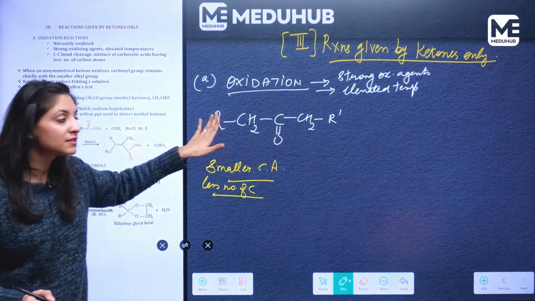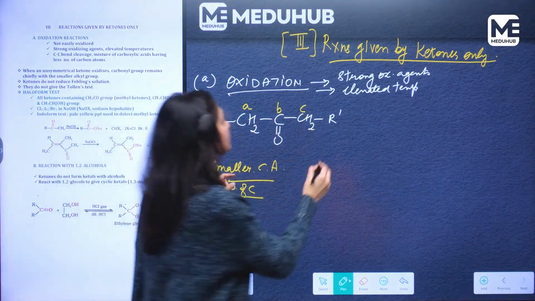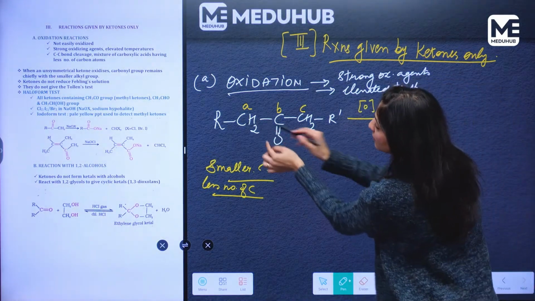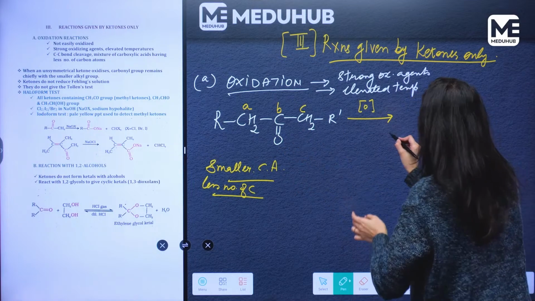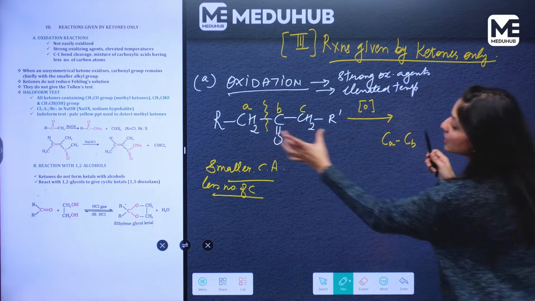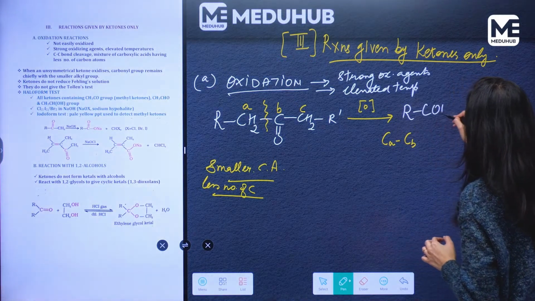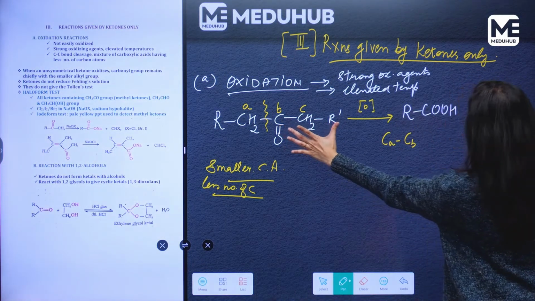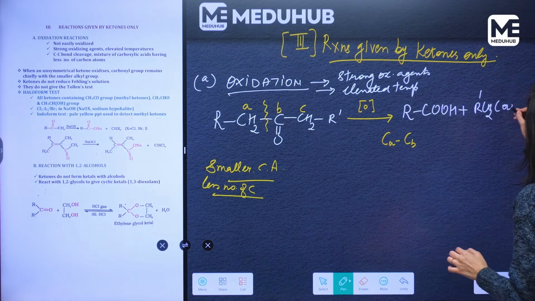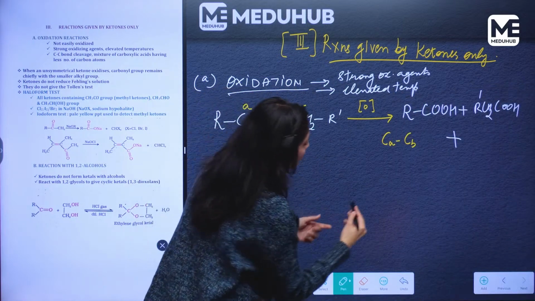So for example, if this is the ketone, arbitrarily, this is carbon A, carbon B and carbon C. On drastic oxidation, either the bond between carbon A and B breaks from here. So this part will get oxidized to a carboxylic acid. We will get RCOOH, and this part will get oxidized. So we will get R-CH2COOH, or the bond between carbon B and C can break.